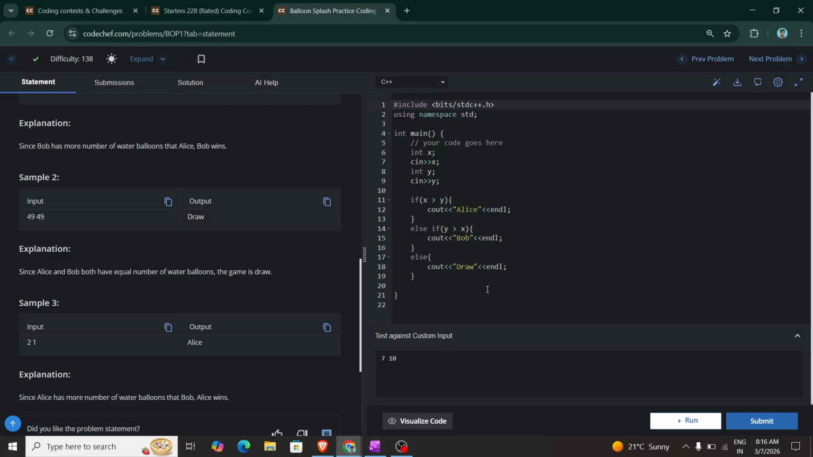So I hope you have understood this question. This problem is basically based on if else conditions. If you know how to apply if else like this, you are good to solve this question. There's nothing much to discuss.